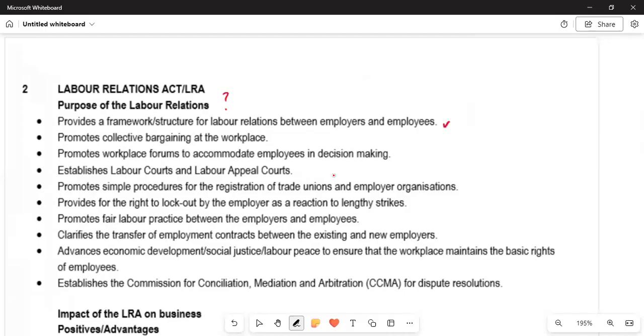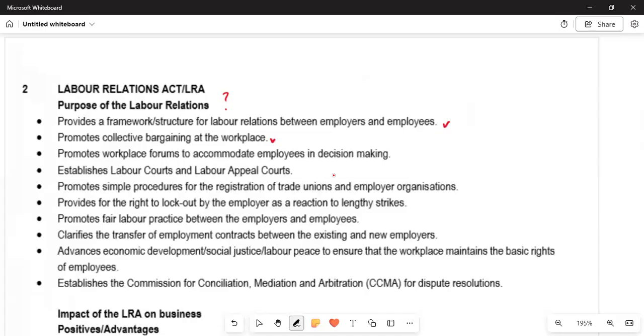It promotes collective bargaining at the workplace. That is very important. So how are we going to make sure that there is collective bargaining at the workplace? This is where we talk about the employer association as well as trade unions, where those two parties are going to be involved to make sure that there is a good relationship. So this act allows collective bargaining at the workplace.